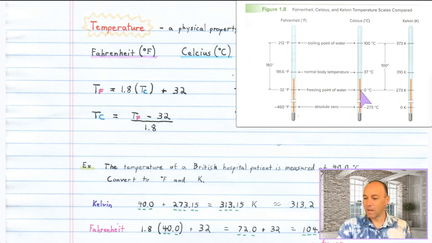For freezing water, he set that to be zero. And for boiling water, he set that at 100. And he created his scale after that.